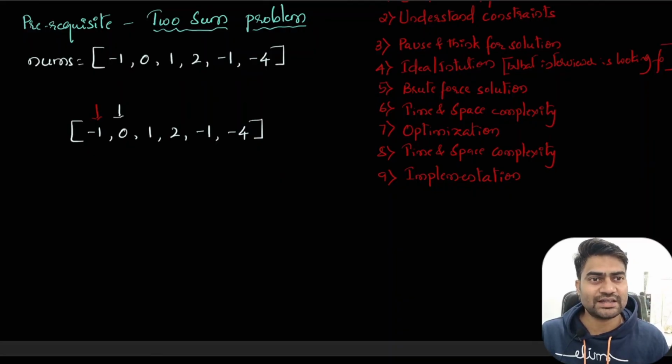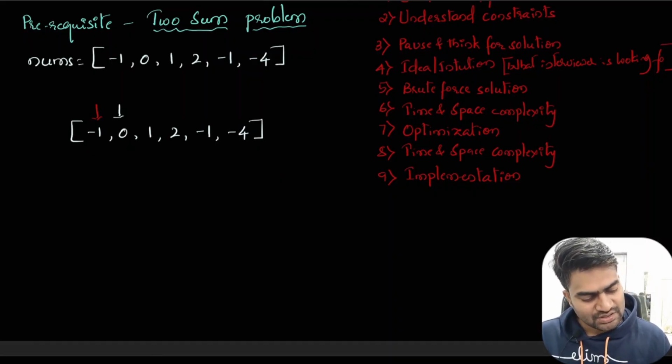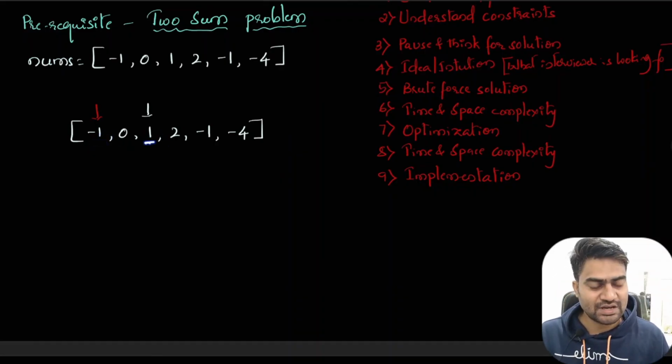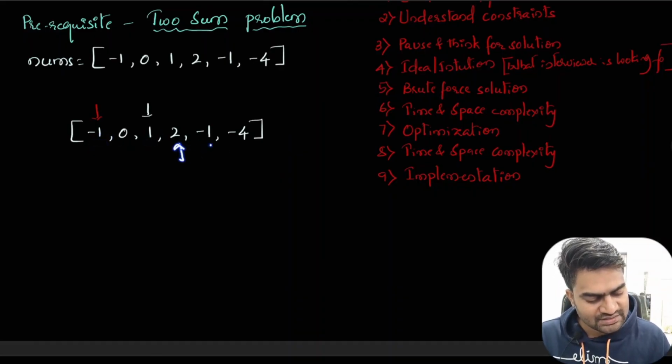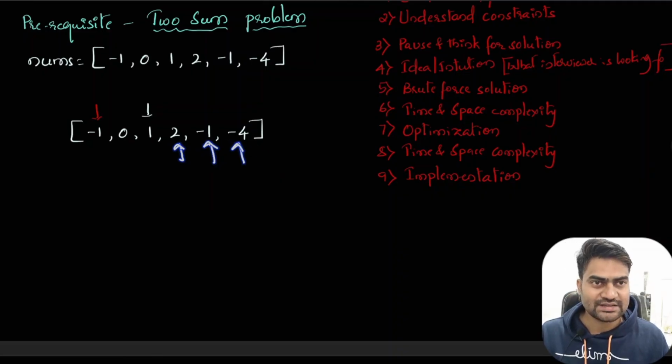I will sort it, then I will add it to my triplet list if it is not there in the list. Okay, so now if this combination does not work, then I will move this pointer to the next number. So now I will consider this as my first number, this as my second number, and my third number can be this or this or this.